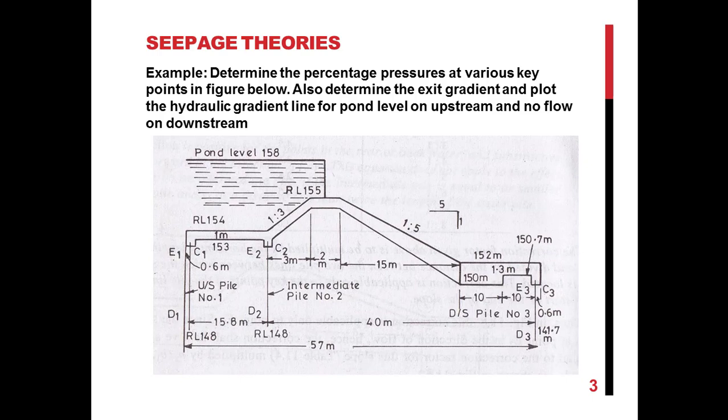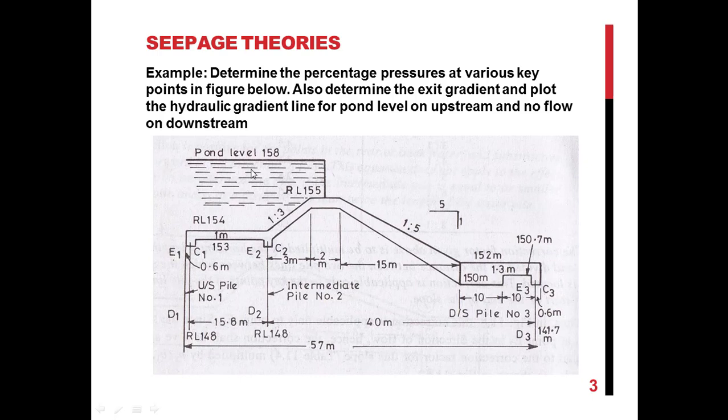Also determine the exit gradient and plot the hydraulic gradient line for pond level on upstream and no flow on downstream. So in this example, we have to find the percentage pressure at various key points such as E1, D1, C1, E2, D2, C2, E3, D3, C3. Since these are the key points, we have to find the percentage pressure at them, and also find the exit gradient and plot the hydraulic gradient line for pond level on upstream and no flow on downstream.